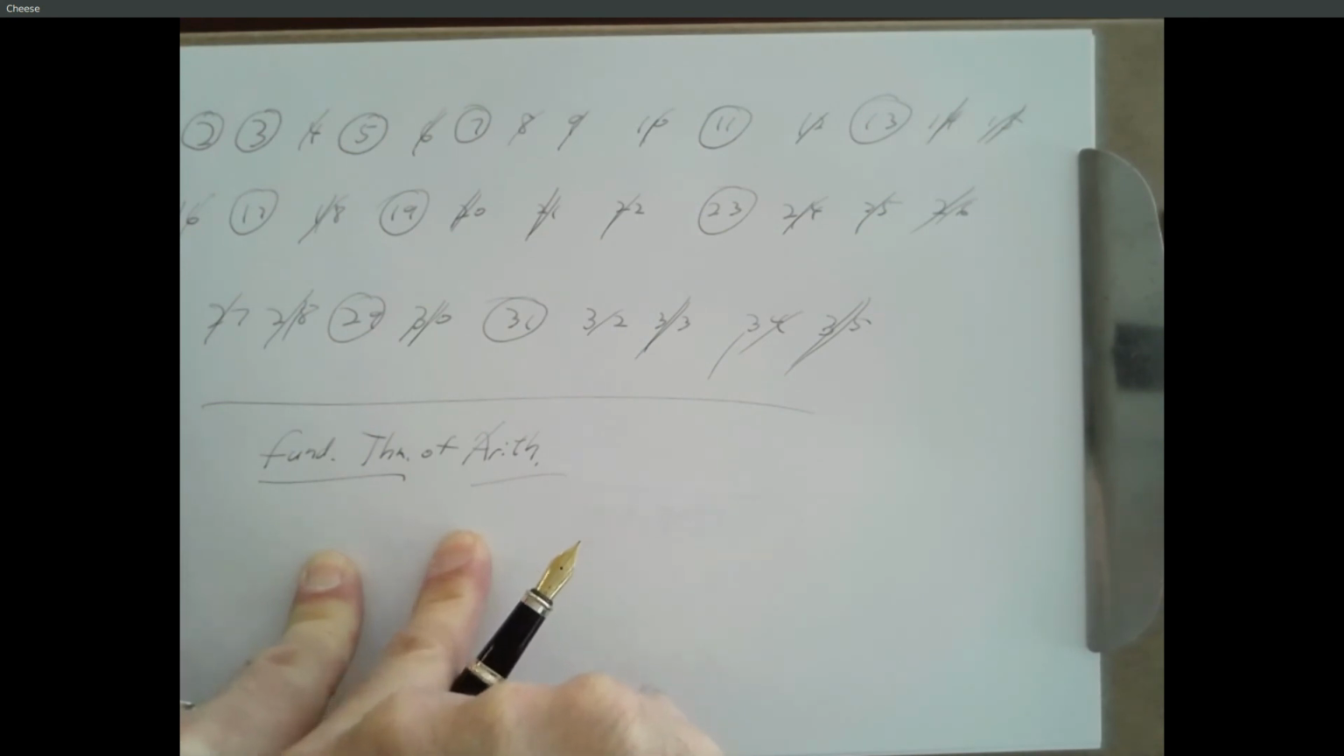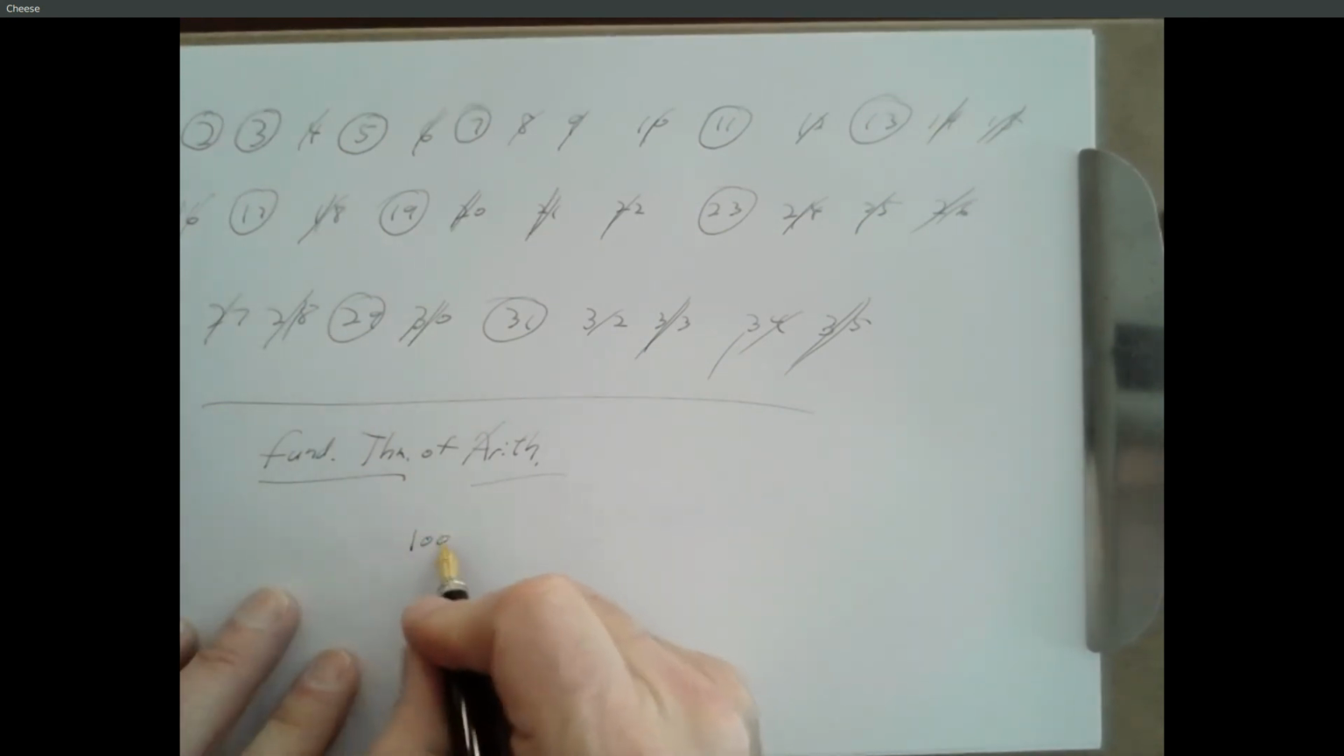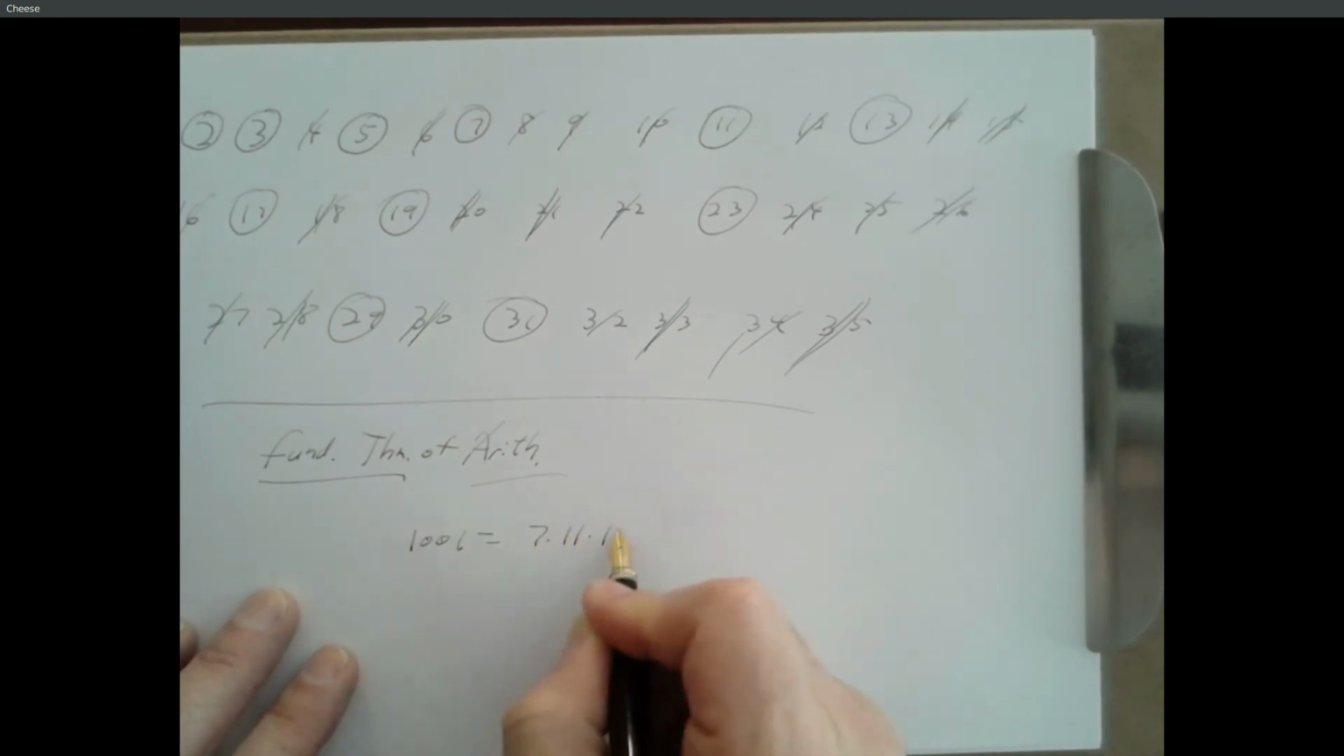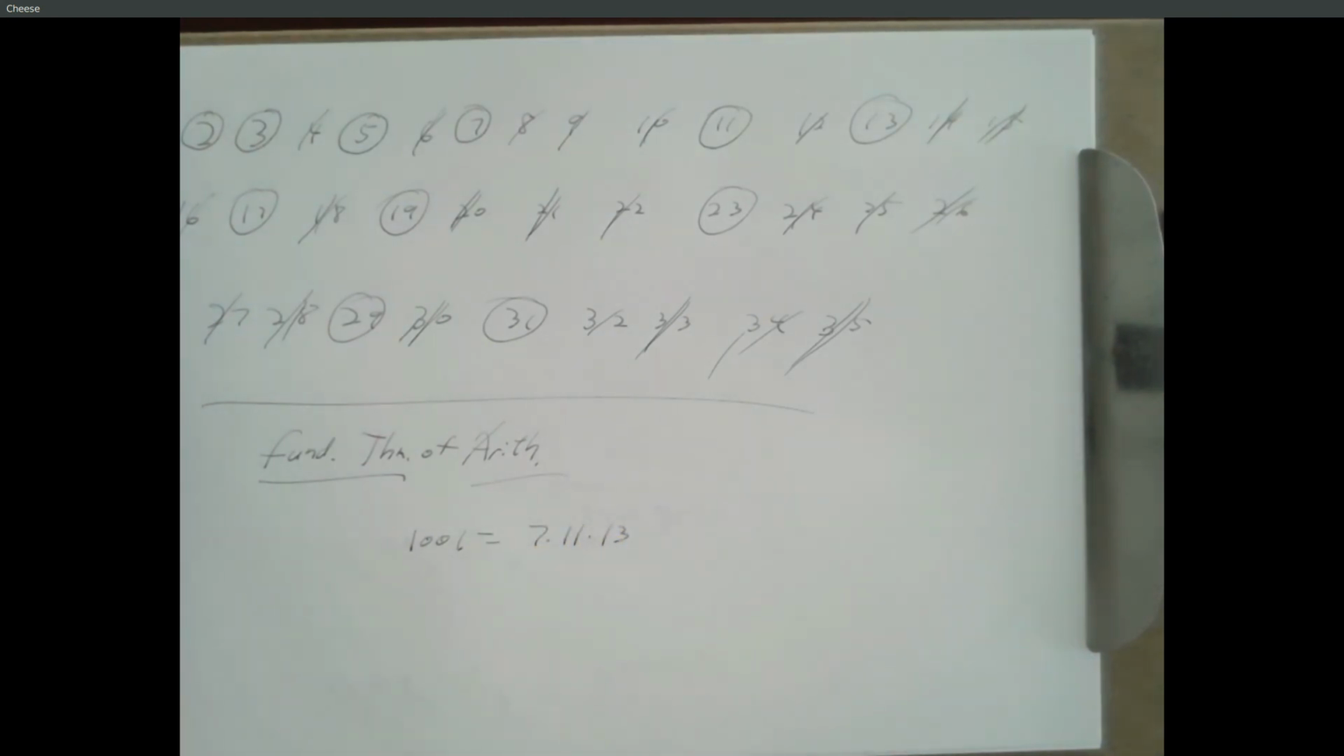Okay, so 1001 equals 7 times 11 times 13. There's no other way we can write it as a product of primes other than, you know, 11 times 7 times 13. So we have this unique factorization. And it's a powerful result.